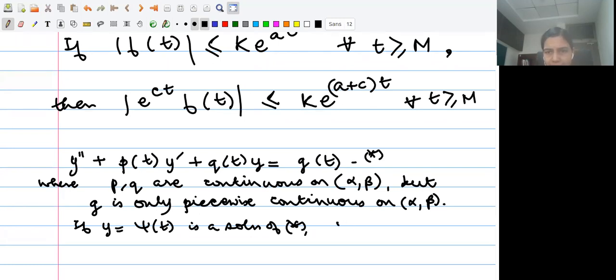psi, the function itself, and the first derivative of psi, they are all continuous on the interval alpha beta. But the second derivative of psi will have jump discontinuities exactly at the same points as g.